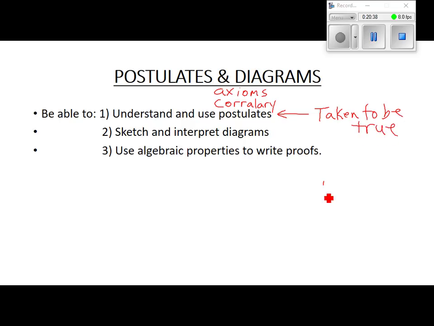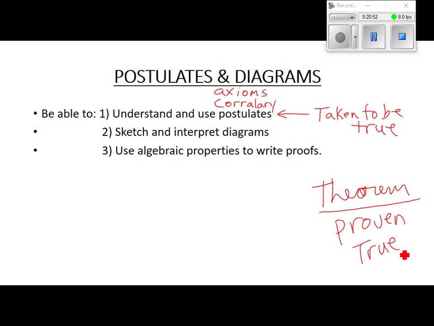And a theorem, when we start talking about them again, what do we know about a theorem? Is it just taken to be true? That's got to be proven. It's got to be proven true. So postulates are taken for granted to be true, theorems are proven true.